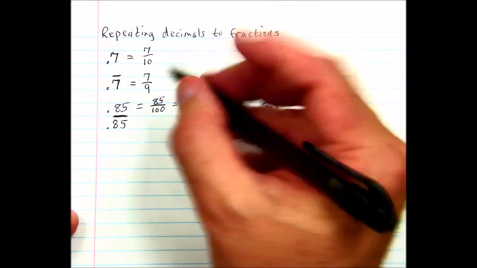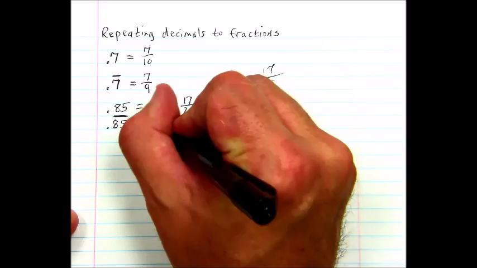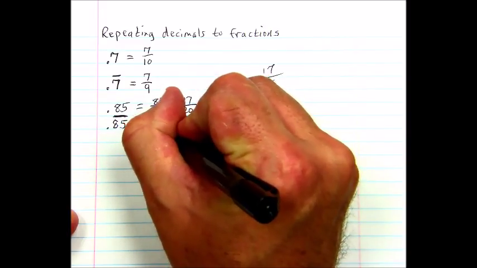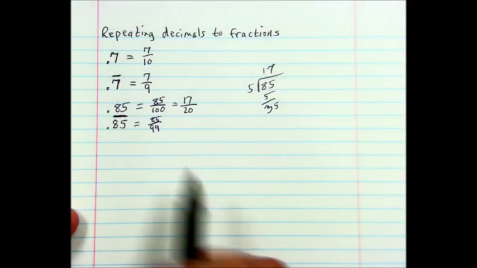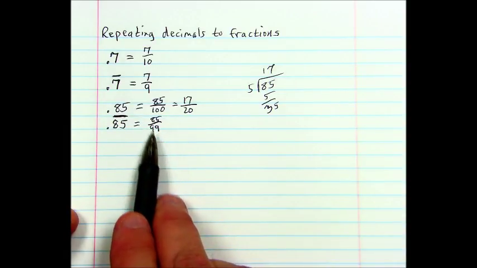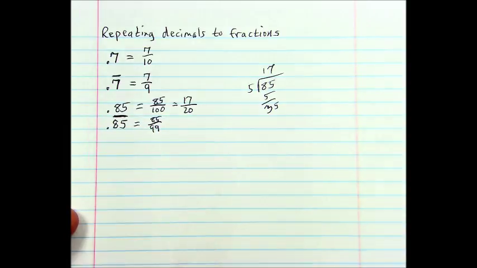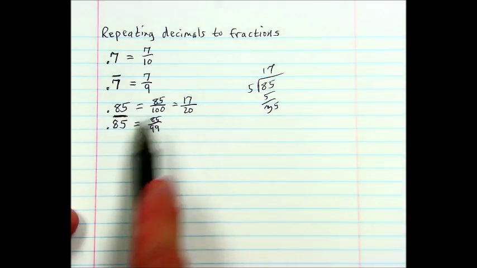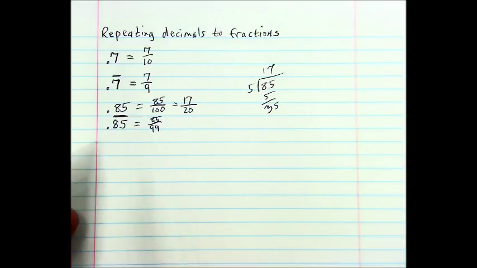0.85 repeating is not 85 over 100. It's 85 over 99. 2 decimal places, 2 repeating digits, 2 nines. Is it always 2 nines? Yes, as long as the whole thing's repeating. If it's partial repeating, that's a different story. We'll talk about that later if we have time.